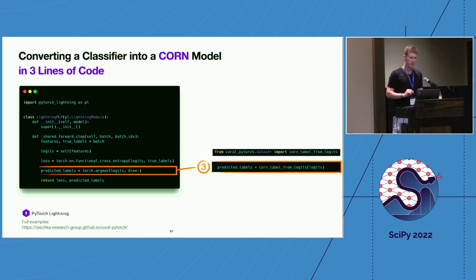For this CORN loss, we change that to a function that I implemented, which is just summing up the number of yeses, essentially. So there are three little changes, and then you get out of a classifier an ordinal regression model. And we are not reinventing the wheel. We don't need a new neural network architecture. You can really bring any network you like and make these little changes and have an ordinal regression method.